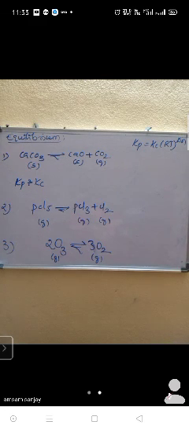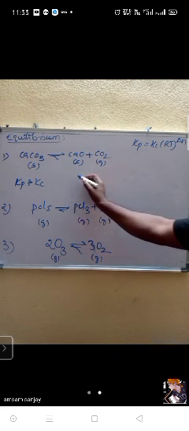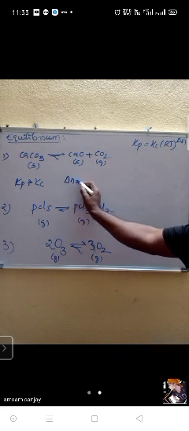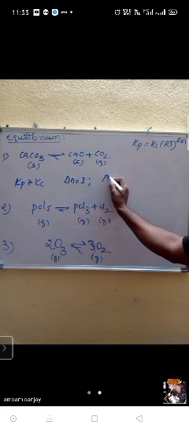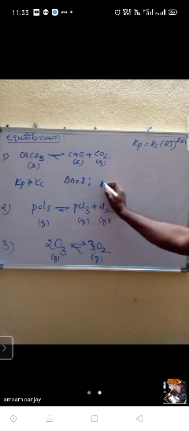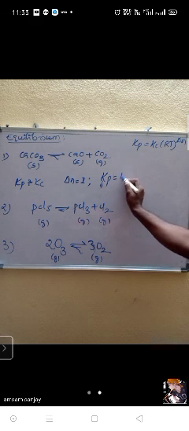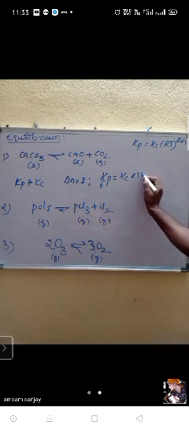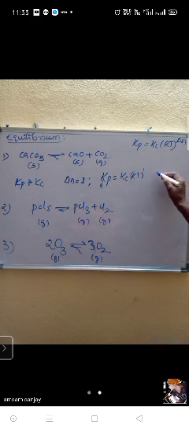For the first question, what is the delta n value? It is 1. Then you can apply, no? Kp is equal to Kc (RT) whole power 1. Which is more? Kp will be more compared to Kc. Very good. That is fine.